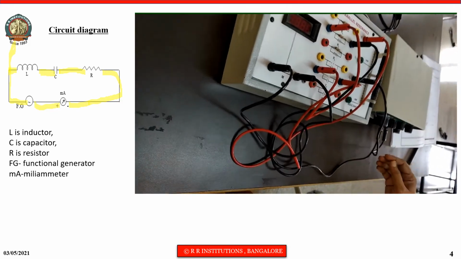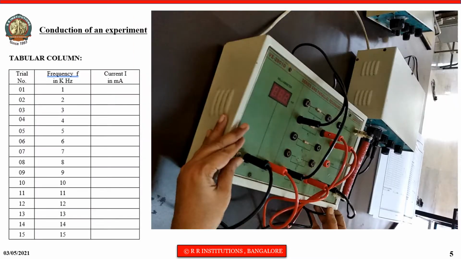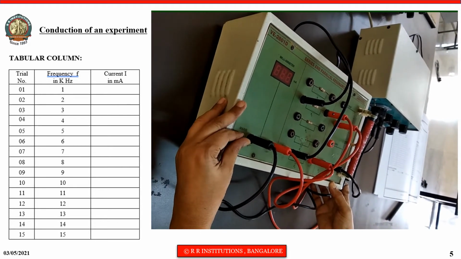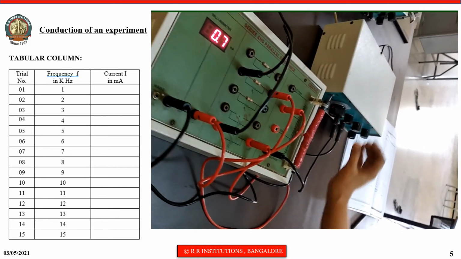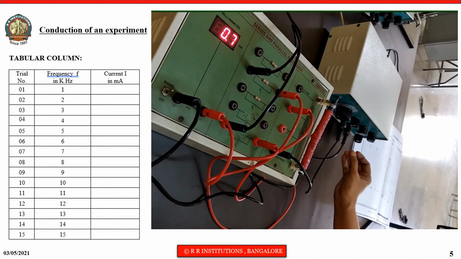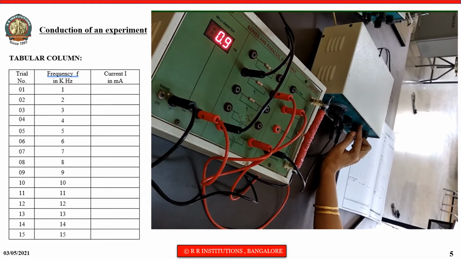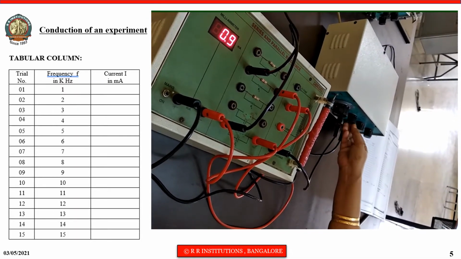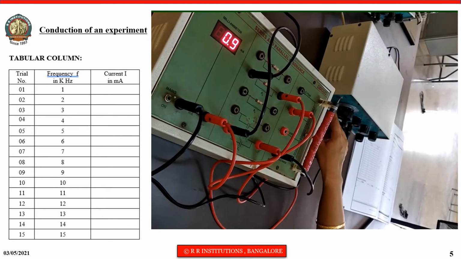Now let us see how to conduct the experiment using the LCR series circuit. After connection we have to record a frequency response. First set the amplitude to maximum, keep the waveform on sinusoidal, set the frequency to 1k, and keep the multiplier on 1.